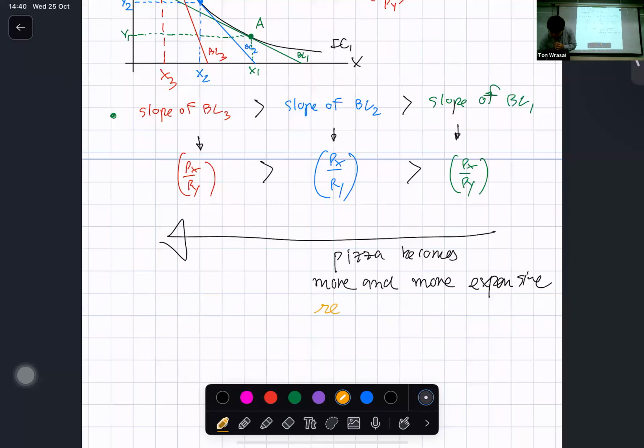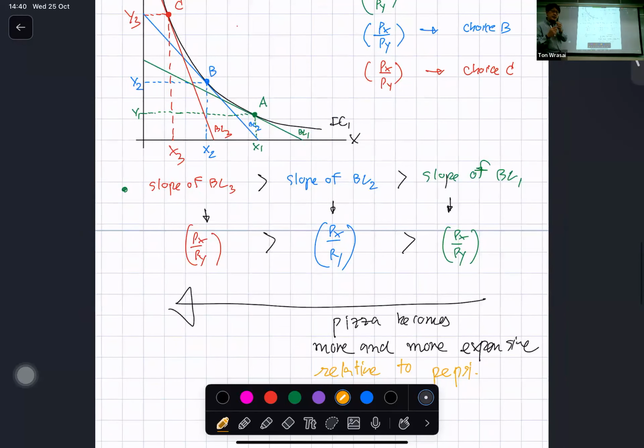Relative to Pepsi, the Pepsi price remains the same. So when PX goes up, PY stays the same. Pizza becomes more expensive relative to Pepsi. Then what did he do? We introduced this situation to him. Let's make pizza become more expensive relative to Pepsi and see how his choice changed.